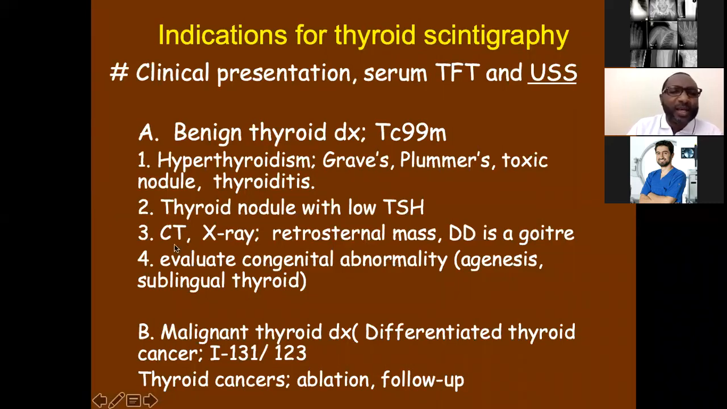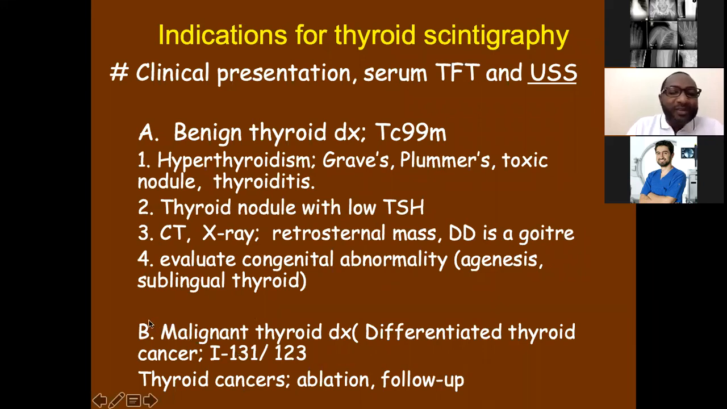Another indication that we can get oftentimes is when you review your CT or your X-ray, you sometimes will find an incidental finding of a retrosternal mass. And we all know that the differential of a retrosternal mass is a long list, but one of the differentials is a goiter or thyroid tissue. So if you want to know indeed if this is thyroid tissue, we can send the patient to nuclear medicine and inject, and if it is thyroid tissue, it usually will take up some form of iodine or pertechnetate. We also use thyroid scintigraphy in addition to the ultrasound, like I mentioned, to evaluate patients with congenital abnormalities, such as thyroid agenesis and sublingual thyroid.